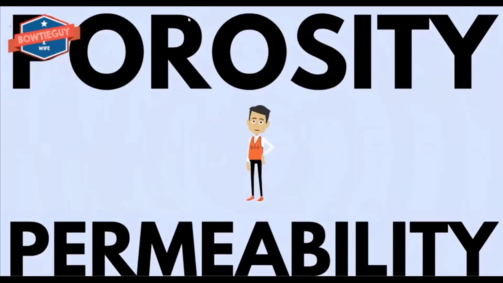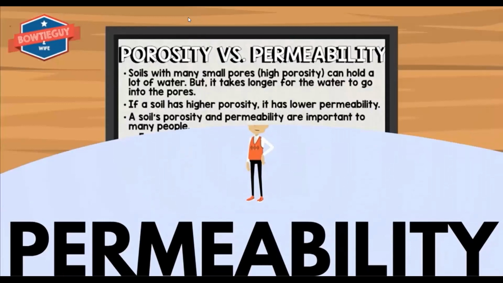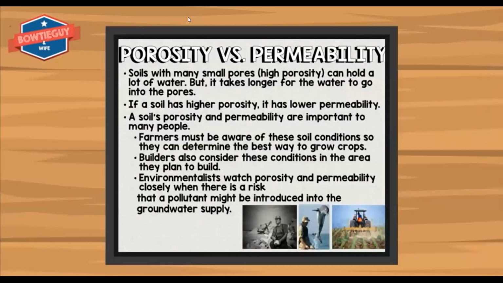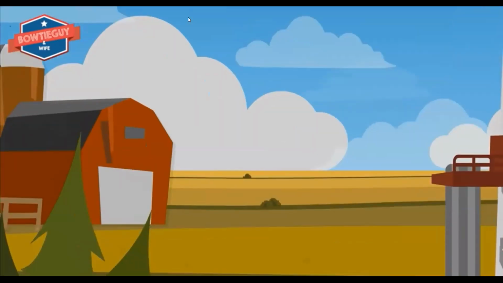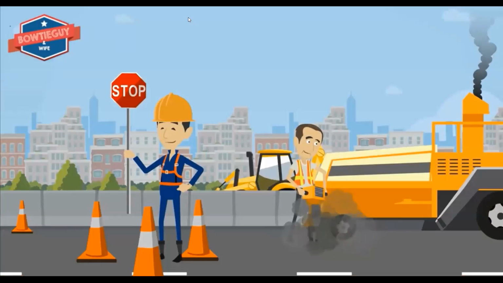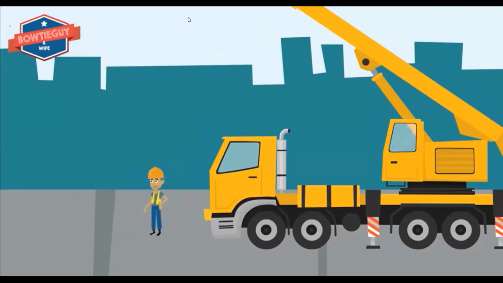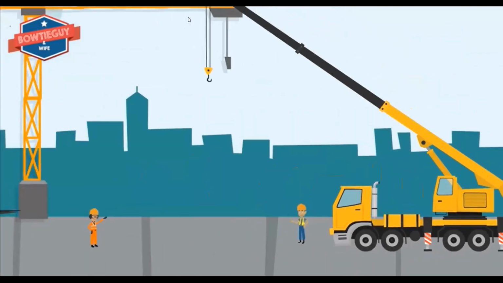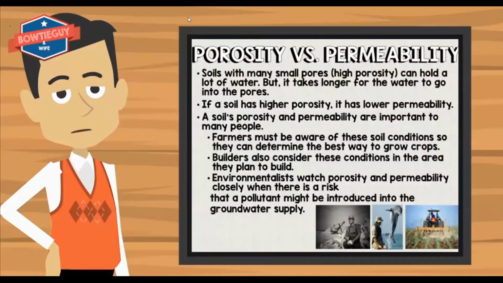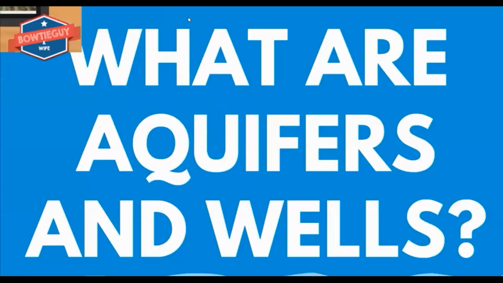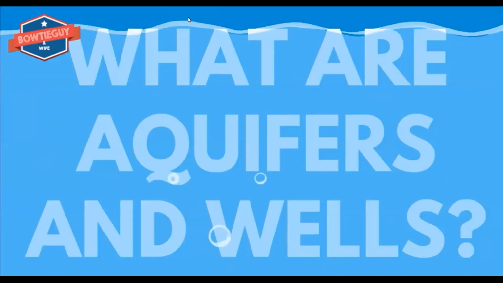Porosity versus permeability. Farmers must be aware of these soil conditions so they can determine the best way to grow crops. Builders also consider these conditions in the area in which they plan to build. Environmentalists watch porosity and permeability closely when there is a risk that a pollutant might be introduced into the groundwater supply.